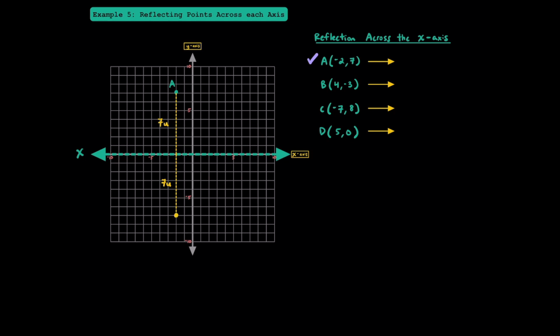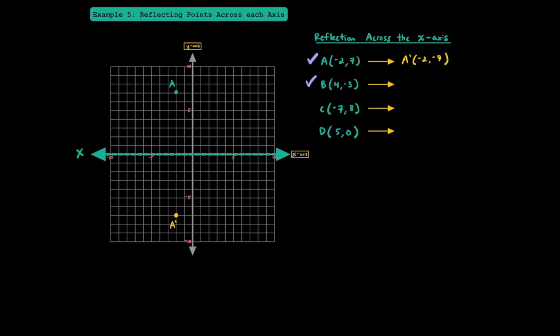x-axis. To write the reflection of a point, we use the same letter, which is A, and we put a little tick mark next to it, which we read as prime. The reflection of A across the x-axis is A prime. The location of A prime is going to be negative 2, negative 7.